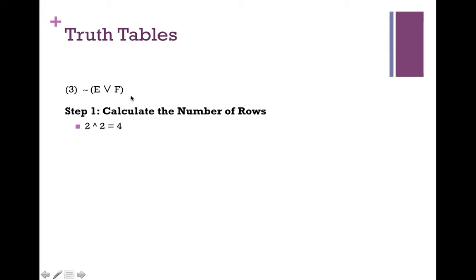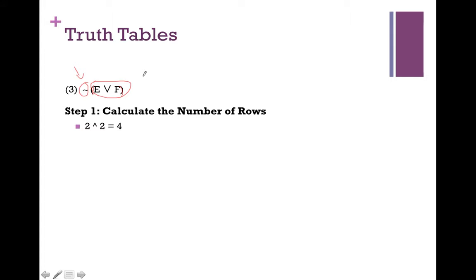I kind of got ahead of myself here, but this is number three, not (E or F). And here we have to figure out the main connective, and the main connective is actually going to be the not. The parentheses are restricting the scope of this disjunction. This disjunction applies to E or F, whereas the not here applies to this entire compound proposition. So the not is actually going to be our main connective.